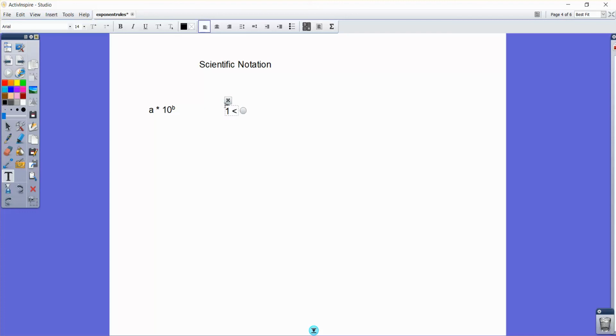The greatest that it can be is 9.9, or really 9.9 repeating, right? So in other words, this number, this a, needs to be between 1 and 10, but not 10. So it could be 9.9999999, but it can't be 10. So that first number is required to be between those two numbers. And if it's not, we'd have to simplify it. We'll talk about that in one of the examples.